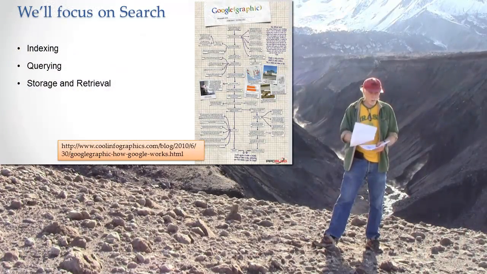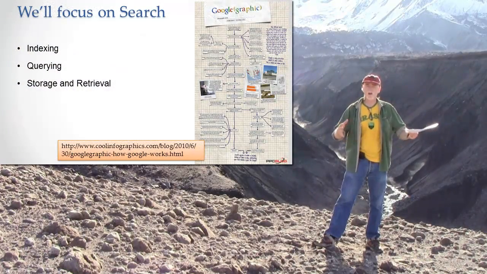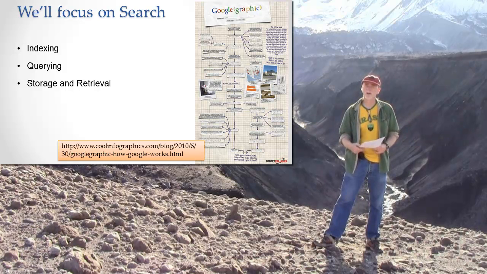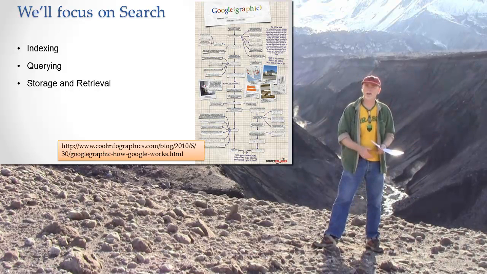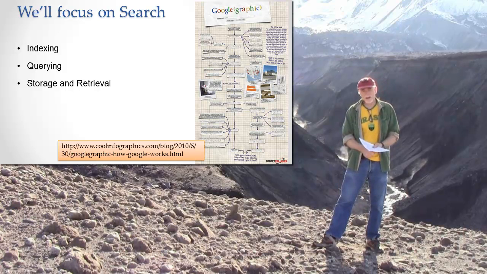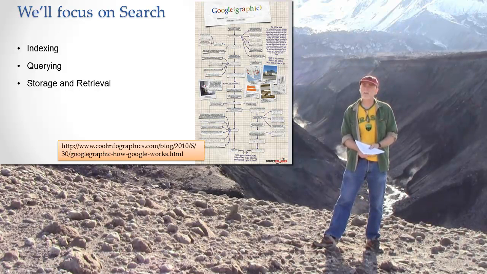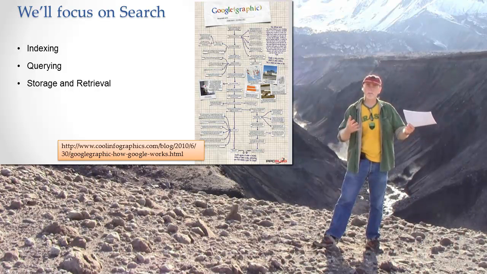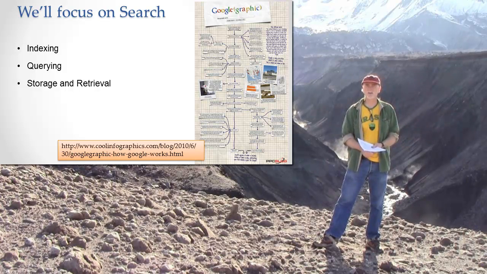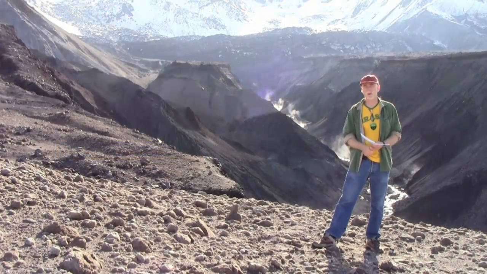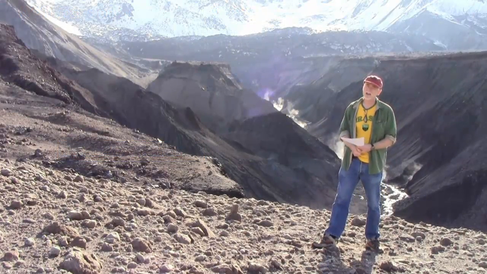And search, the Google search, which we'll think of not as the whole of Google, but just Google search on its own. The Google search we're going to focus on consists of indexing, where Google goes out and finds as much of the information on the web as it can. Querying, where you ask a question against that information that Google has found. And storage and retrieval, where Google brings back results to you and gives you back what it thinks are the best answers to your question.